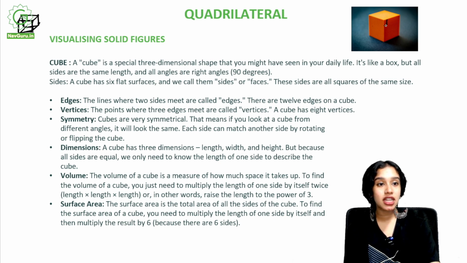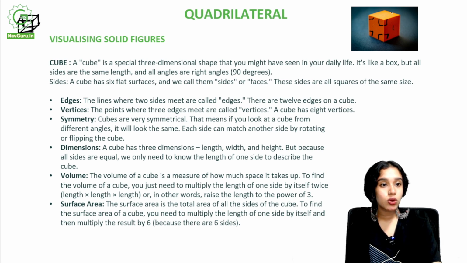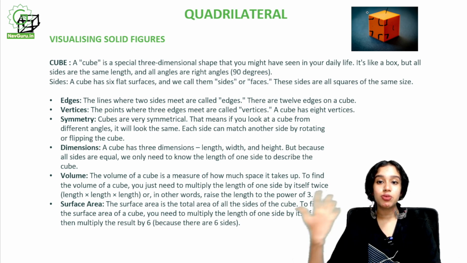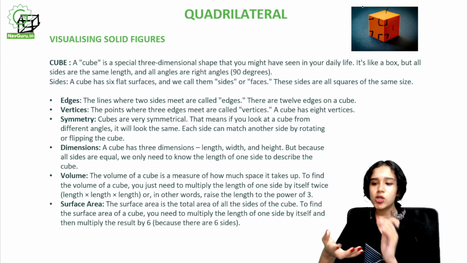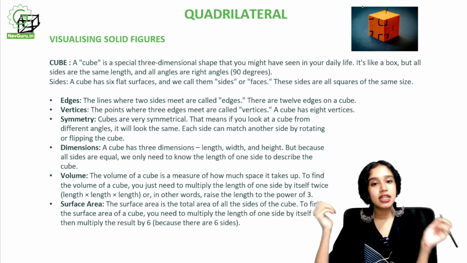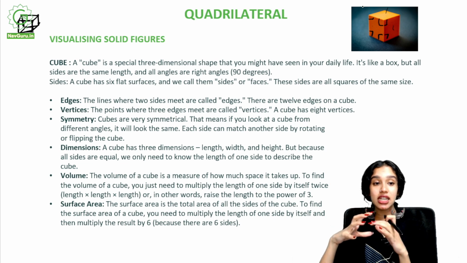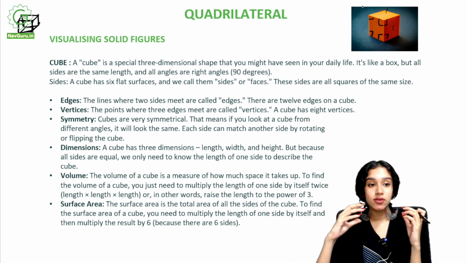So what is the speciality of the cube? All the angles in a cube at all the corners would be 90 degrees, just like a cuboid also has 90 degree angles everywhere. Now, a cube has 6 flat faces. We call them sides or faces. So, just like cuboids, we have 6 faces for a cube. Take a Rubik's cube and count the number of faces it has. It has 6 faces. Now, these sides are all squares of the same size.